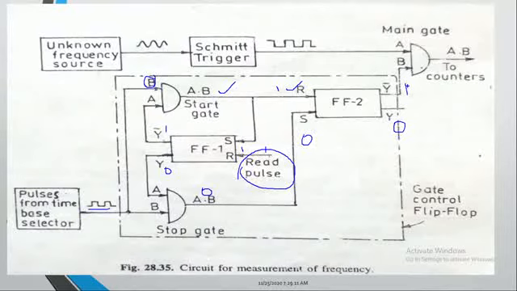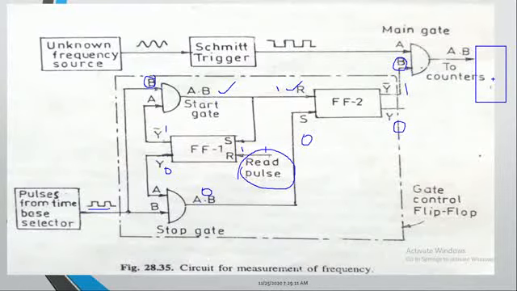So when it is a 1, one of the inputs of the AND gate is a 1, then the output of this AND gate is nothing but the other input, which is nothing but the pulses. So these pulses are fed as an input to the counter, and the counter is the one which is counting the number of pulses. Okay, so the number of pulses.